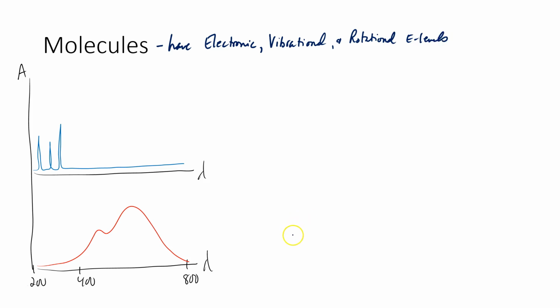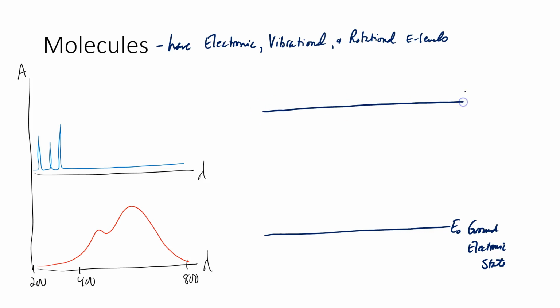So let's draw the lowest electronic energy level in a molecule. I'm going to call that E sub naught. That is our ground electronic state. And I'm going to draw just one excited electronic state. I'll call it E1. This is an excited electronic state.